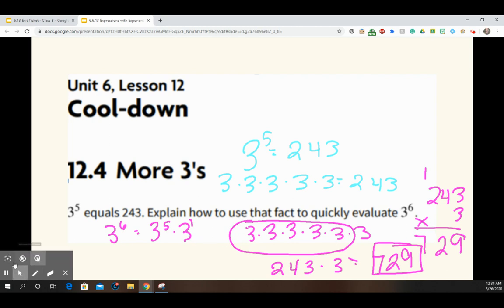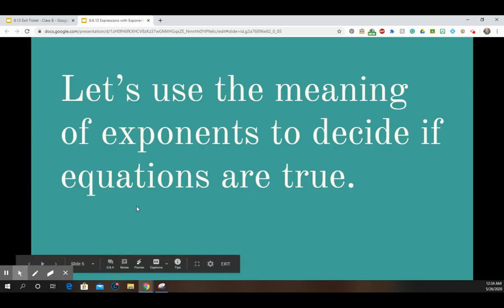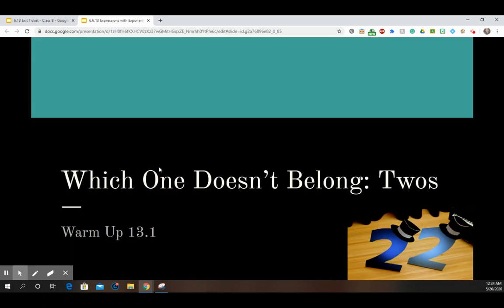Okay. Oops. Gotta erase. Okay. So today we're using the meaning of exponents to decide if equations are true. Your goals for today are to decide if expressions with exponents are equal by evaluating the expressions or by understanding what exponents mean. Let's go ahead and do this which one doesn't belong.